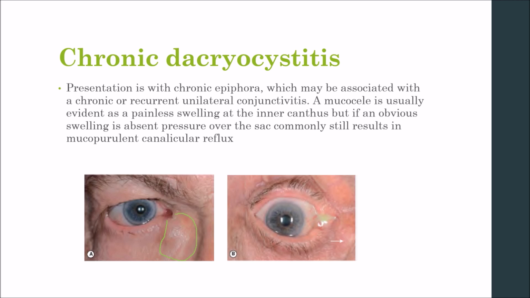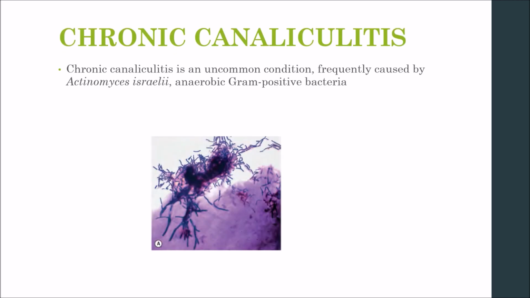This is a swelling, but if an obvious swelling is absent, pressure over the sac commonly still results in mucopurulent canalicular reflux, as it is seen here in this picture. Treatment is with dacryocystorhinostomy. To reduce the risk of endophthalmitis, postpone intraocular surgery if there are any signs of lacrimal drainage system infection. So after this, the next infection we are going to discuss is chronic canaliculitis.